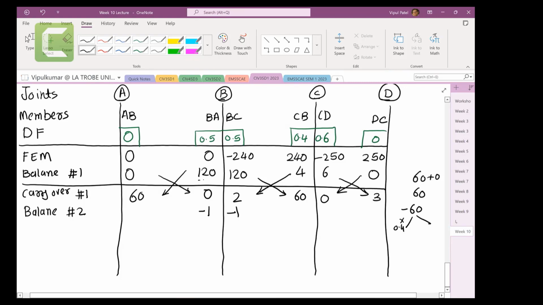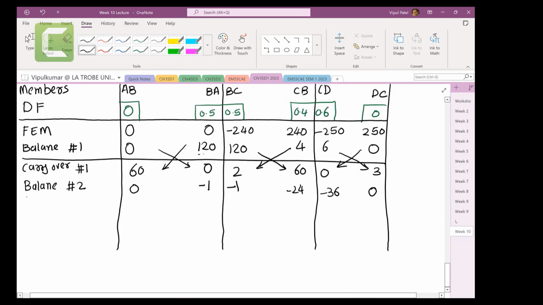So if I multiply by 0.4, you will get minus 24, and you will get minus 36 because you multiply by 0.6. So you get minus 24, minus 36. And 60 times 0 is 0. 3 times 0 is 0. Right? Yeah, it is quite a little bit require attention and your practice as well. So you need to do it a couple of times to get over these ones. So balance 2 is done.